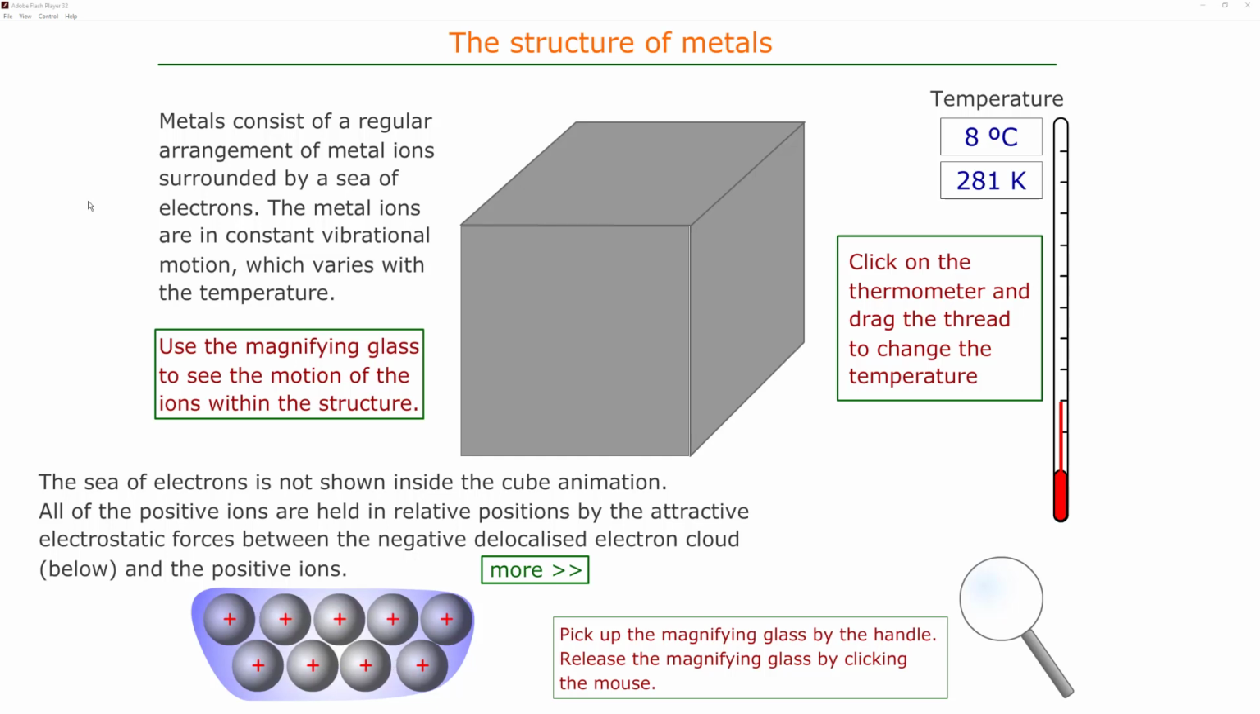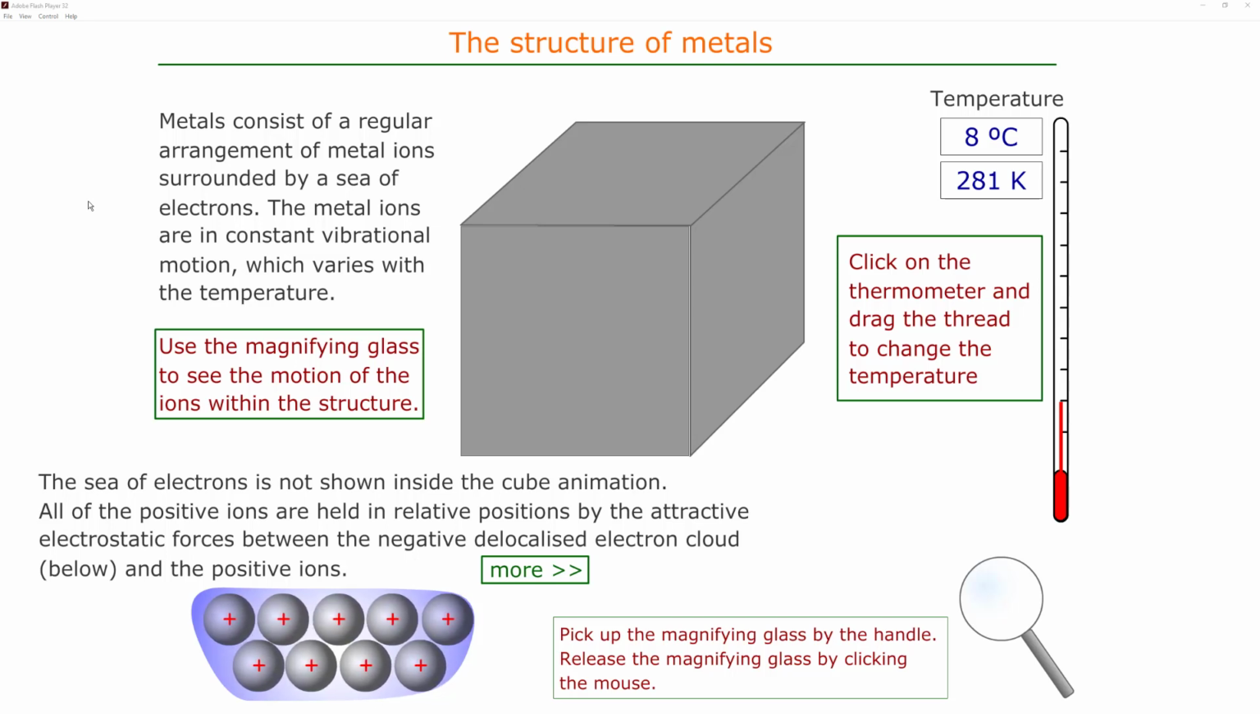The structure of metals. We're going to have a look to see how the organisation of the particles in a metal gives rise to the properties that we see and we use every day in society. Metals are very important materials for construction and for many other purposes.